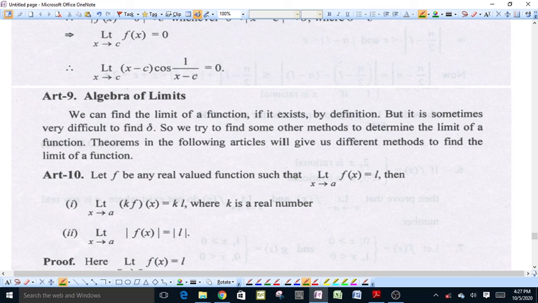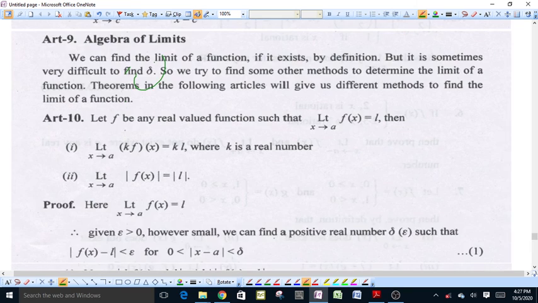Now see this topic, algebra of limits. We can find the limit of a function, if it exists, by definition, but it is sometimes very difficult to find the value of delta. So we can try some other methods to determine the limits of a function. In such cases, we need some results.